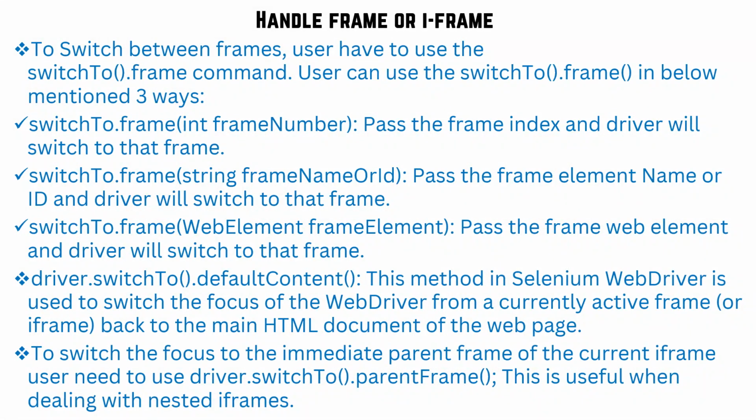In case any inner frame is available, from the outer frame your control should go to the inner frame. Then you can handle the element within the inner frame. And from the inner frame, if you want to go to the outer frame again, you need to use driver.switchTo.parentFrame, so that your control will go back to the original parent frame from where you navigated to the nested frame. If you want to go outside any frame to normal HTML content, you need to use driver.switchTo.defaultContent. So these are the important methods available for dealing with frame or iframe wherever available in the page.